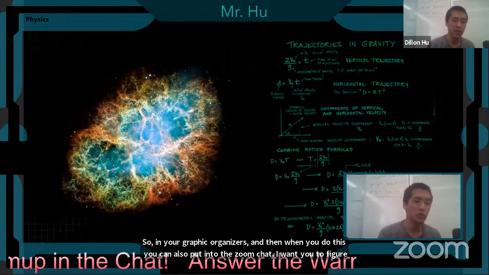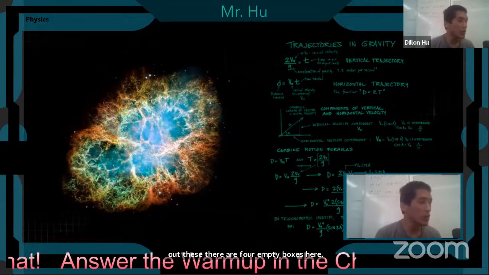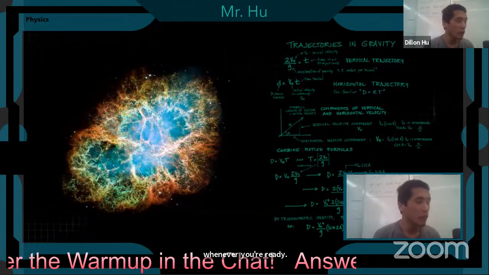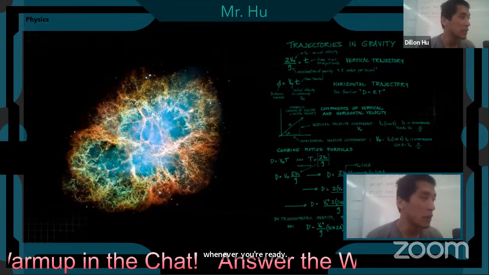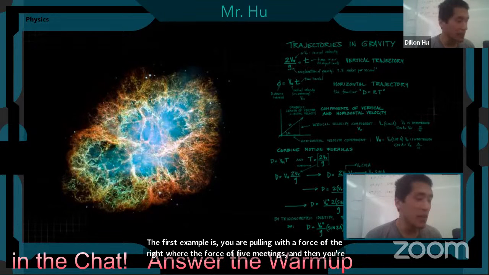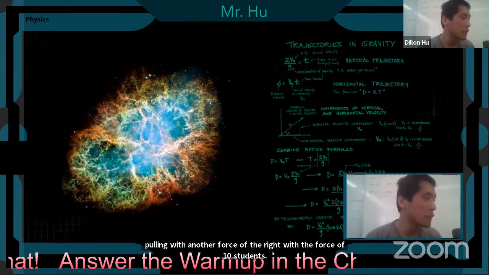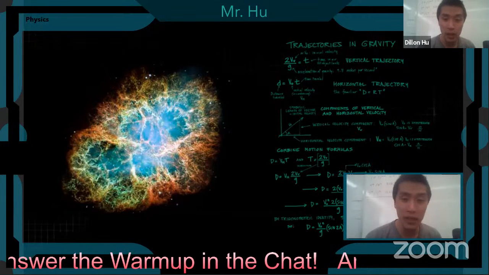So to go over the examples here, the first example is you are pulling with a force to the right with a force of 5 newtons, and then you're pulling with another force to the right with a force of 10 newtons. When you combine them, because they're pulling in the same direction, the overall net force is going to be pulling to the right with a force of 15 newtons. Notice how the forces added together here because they're in the same direction. In the second example, you're pulling to the right with a force of 10 newtons, and then you're pulling with a force to the left of 5 newtons. Well, the 5 newtons to the left will balance out 5 newtons on the right.